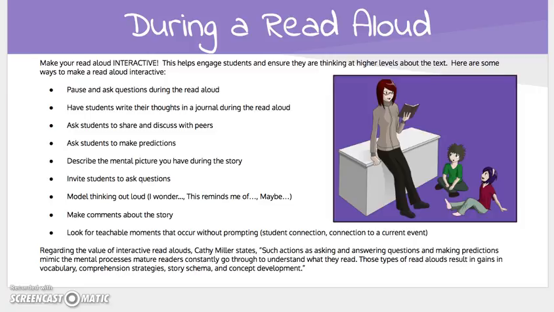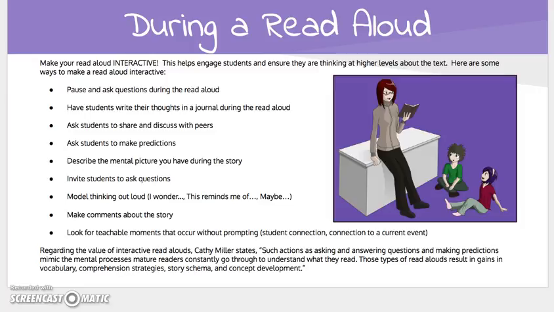You could have students write their thoughts in a journal during the read aloud. I do that occasionally, and that gets them engaged in what's happening. They have to express their thoughts as we read through the story. Ask students to share and discuss with peers. This should be happening pretty much in every read aloud that you do.